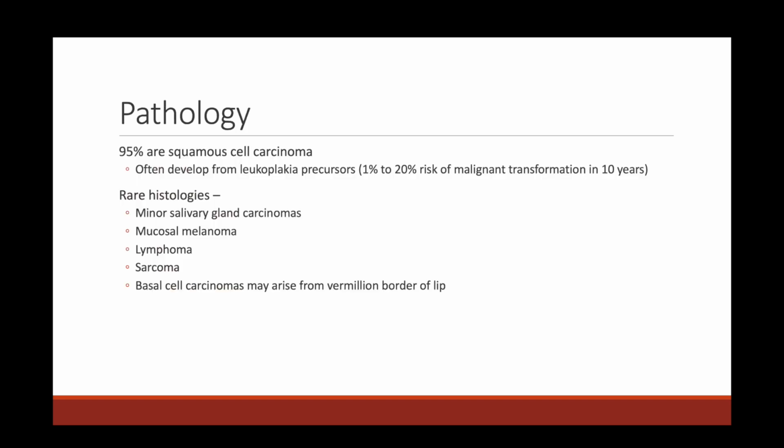The most common histology, as we've already said, is squamous cell carcinoma, with about 95% of our oral cavity tumors being squamous cell carcinomas. Oftentimes, these develop from leukoplakia precursors, which have up to about a 20% risk of malignant transformation over 10 years. Less common histologies are things like minor salivary gland carcinomas, mucosal melanoma, lymphoma, sarcoma, and you might have skin cancers like basal cell carcinomas arising from the vermilion border of the lip.